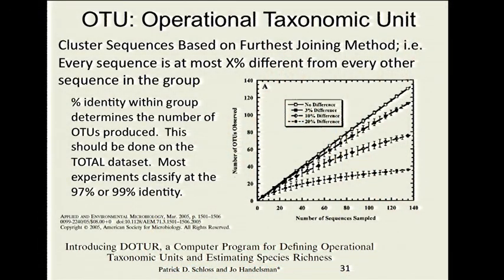So this is where you have to understand the data and think about the number of sequences. This is old Sanger data, I can see, because now we would no longer go up to 140 sequences; it would be going to 3,000. But the idea remains the same: you look at the percent. If you're looking for 100% identity, is what you're measuring sequencing errors, or is it actually bacterial diversity? Most experiments classify at 97 or 99% identity.